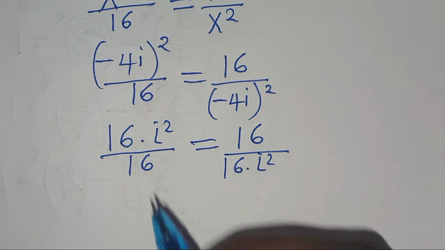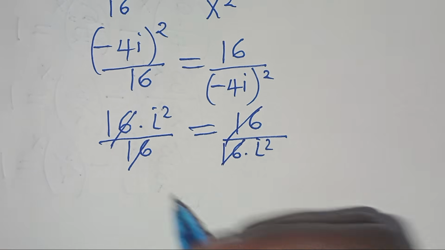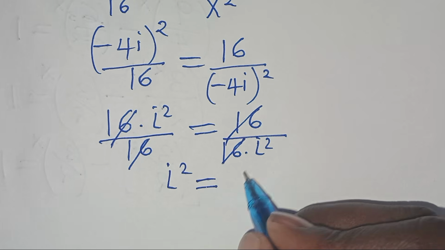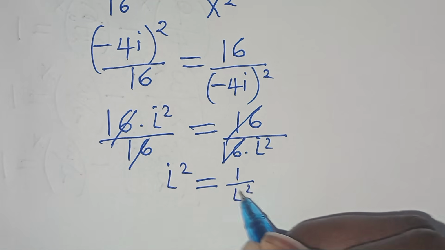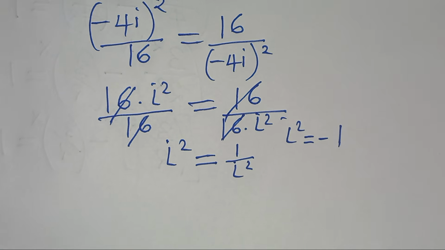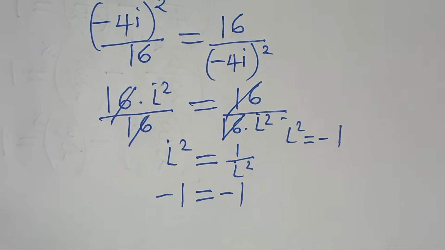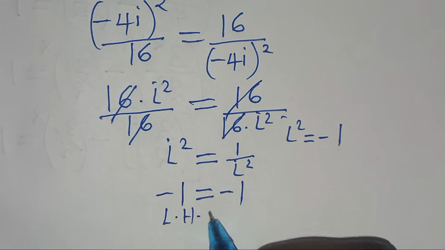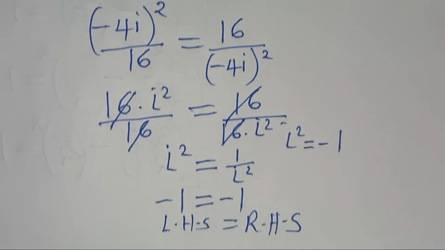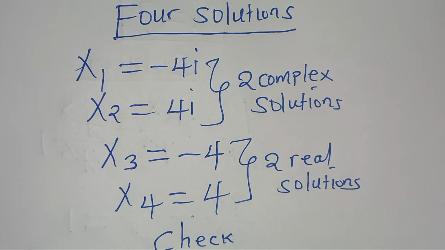In this case, 16 and 16 simplify, and the same on the right hand side, so that we have i squared equal to 1 over i squared. We have that i squared is the same thing as -1. So we have -1 equal to 1 over -1, which is -1. So the left hand side is equal to the right hand side, and this proves that x1, which is -4i, satisfies the equation.